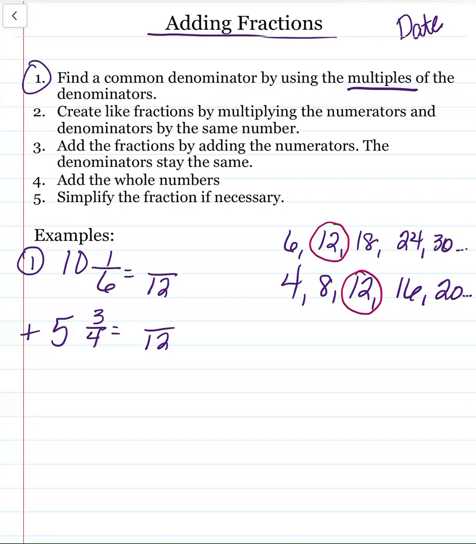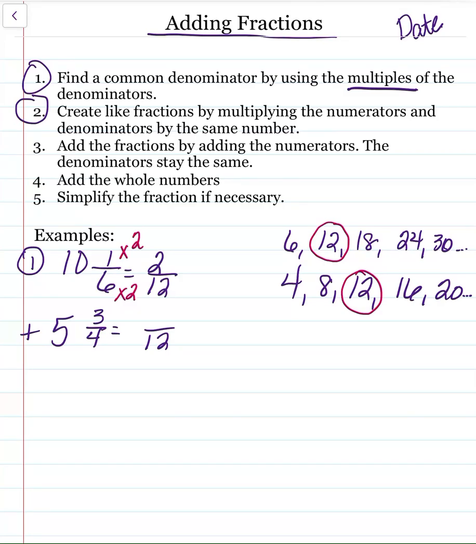So I'm going to say, okay, 6 times what value gives me 12? So 6 times 2 gives me 12. Now to keep the fraction equivalent, whatever I multiply the denominator by, I have to multiply the numerator by. So I'm going to say 1 times 2 is 2. And this step that we're doing right now is we are creating like fractions by multiplying the numerators and denominators by the same value.